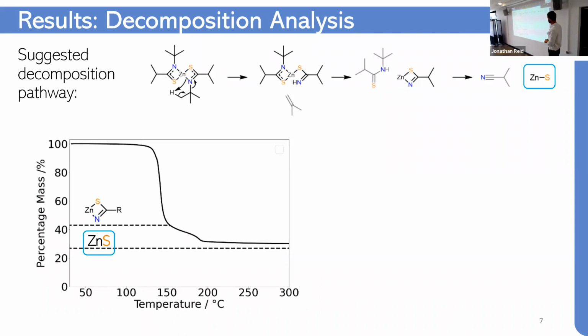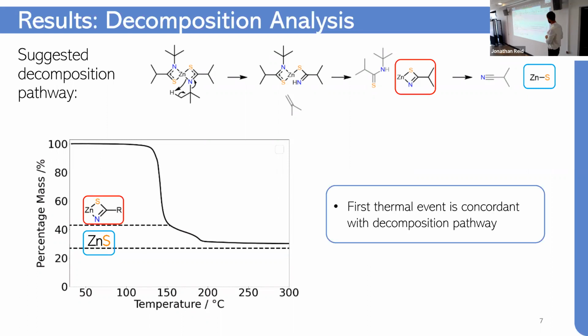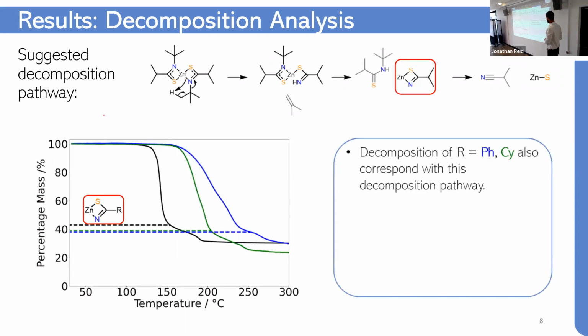What was really nice about this was that when I looked at my tertiary butyl system, looking at the TGA of it, there's this initial thermal event which goes down to a mass which corresponds really nicely with this fragment, which you can see is in this mechanism. So the first thermal event is the decomposition pathway. This can also be said for the phenyl and cyclohexyl systems as well. You've got these little shoulder kind of peaks, which correspond quite nicely to this fragment.